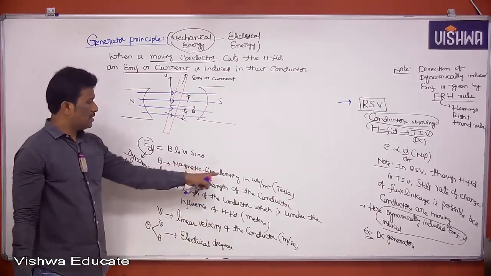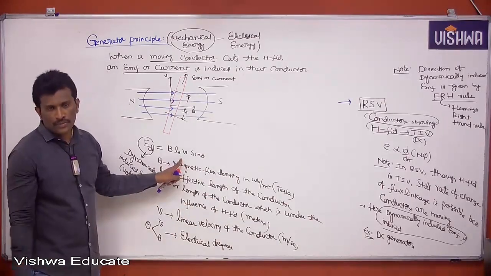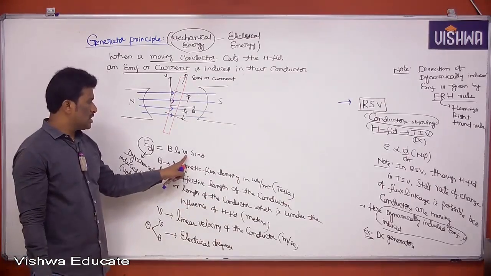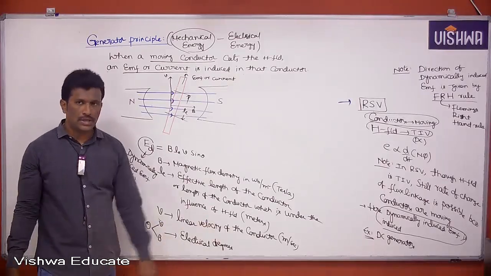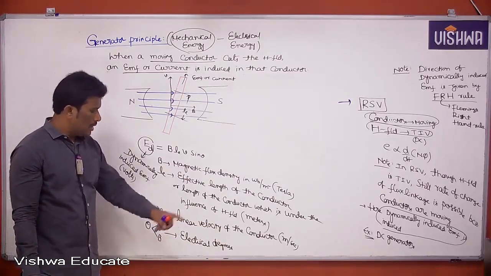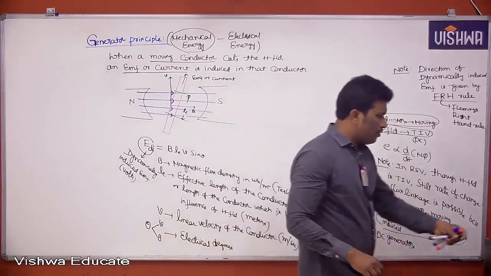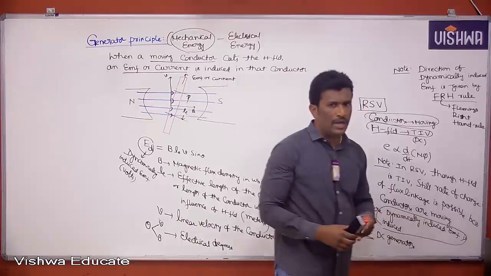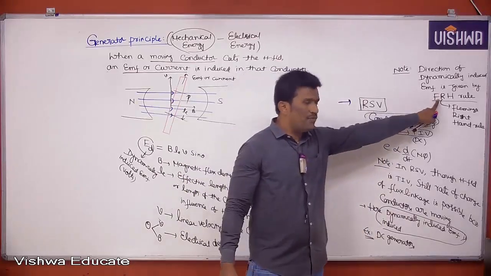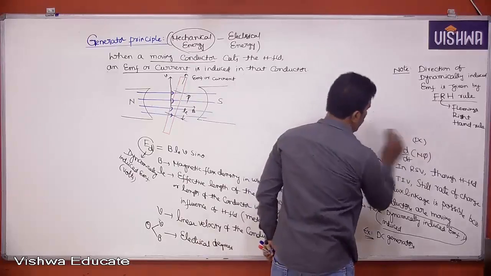B means magnetic flux density in Weber per meter square. L is the effective length of the conductor in meters. Small v means the linear velocity of the conductor in meters per second. Theta is the angle between V and B in electrical degrees. And the direction of dynamically induced EMF, as I already told you, is given by Fleming's right hand rule.